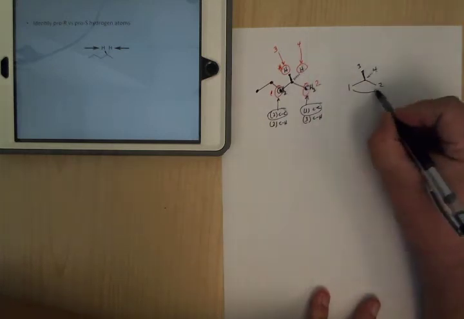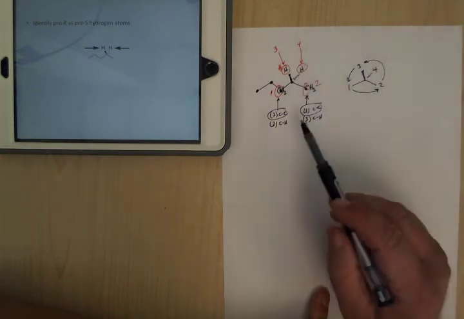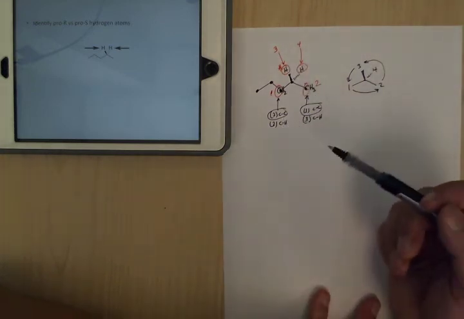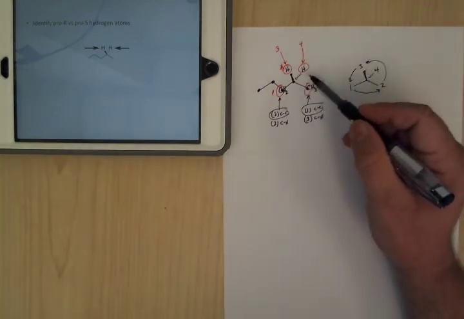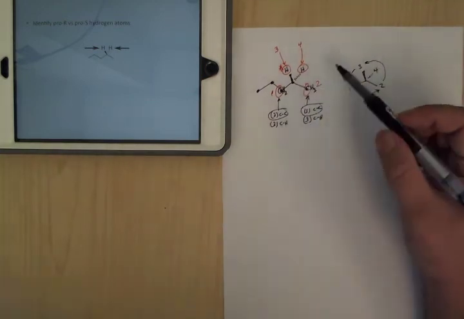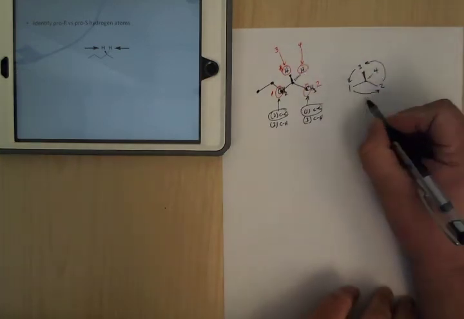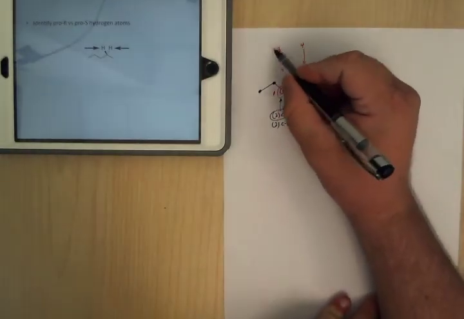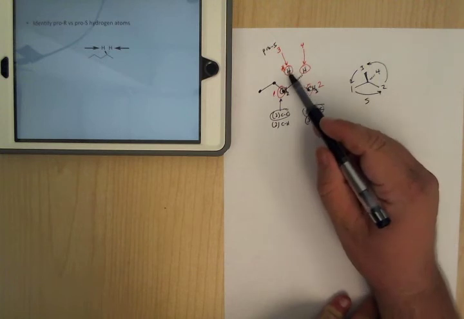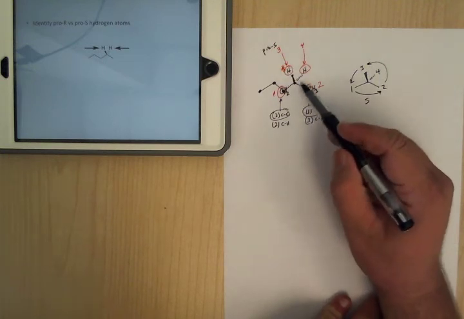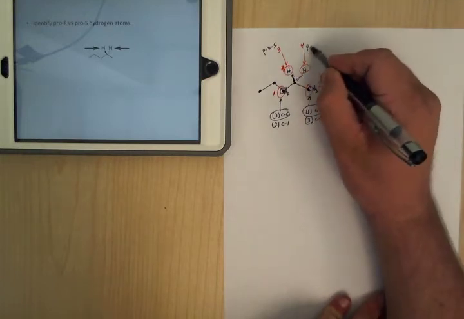Why? Because it allows you to do the steering wheel method directly. The nice thing is, if one of these is the pro-R, the other one has to be the pro-S. So just pick the easiest one for you to do, and if you get that right, you know exactly what the other one is. This one's going counterclockwise, so this was S, which means this one here is the pro-S. If we make that the special one, that makes this an S, so it's pro-S. So that means this one has to be the pro-R.